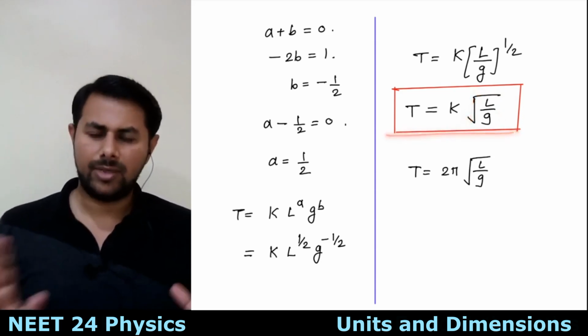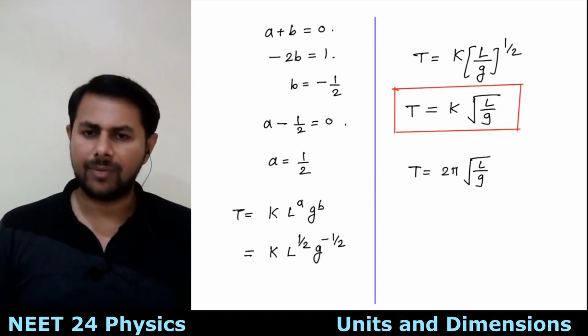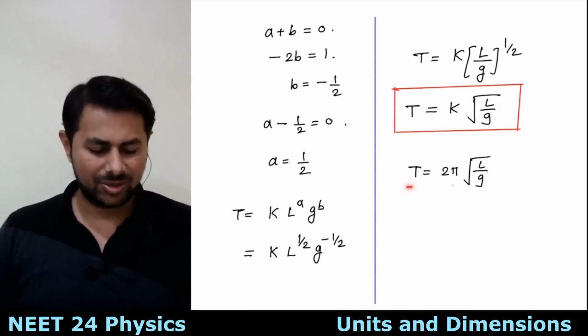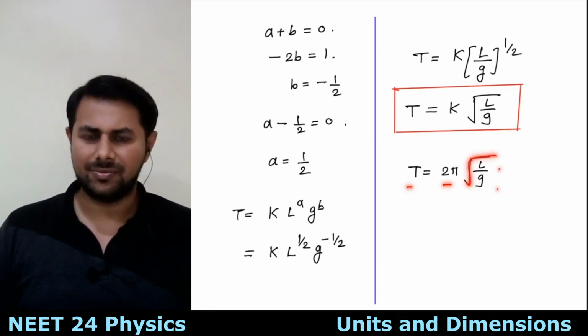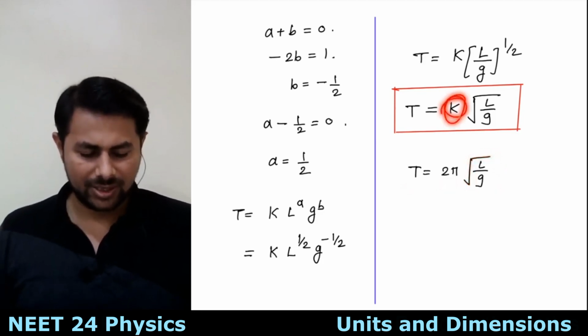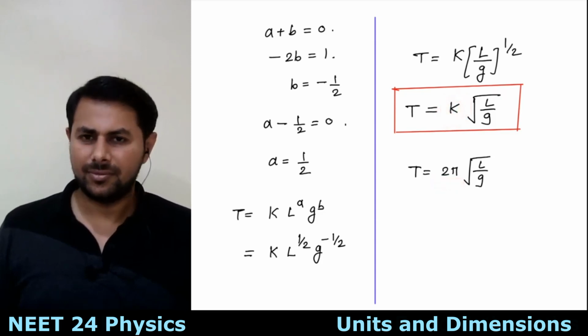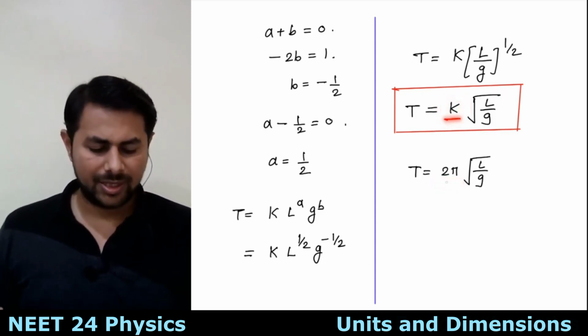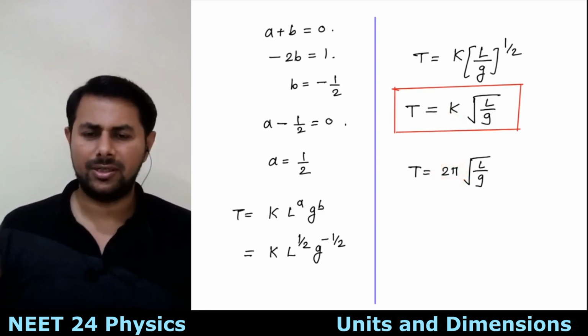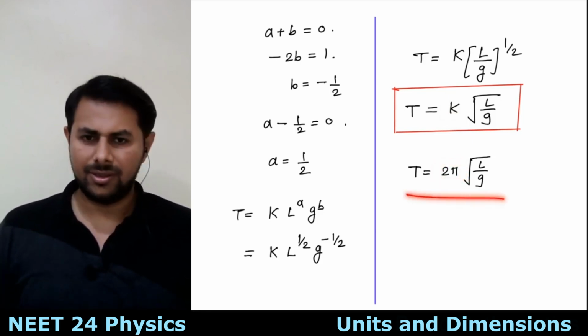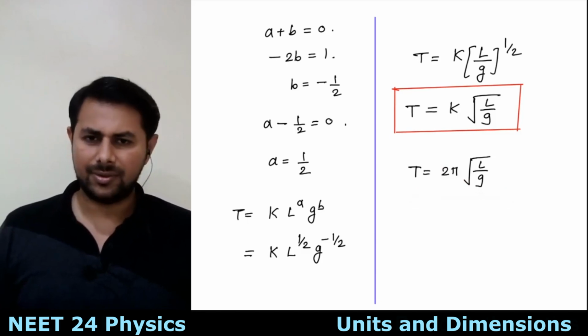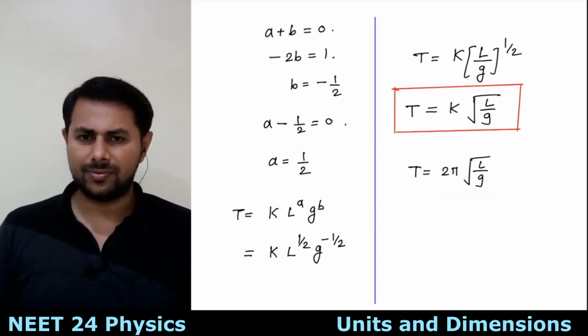So this is the formula that we can find using the dimensions, and the actual formula is t equals 2 pi square root of l by g. What does it mean? That constant k is equal to 2 pi. That number is 2 pi, and that we can never find out using dimensions. So this thing is clear, how to find out a particular formula.